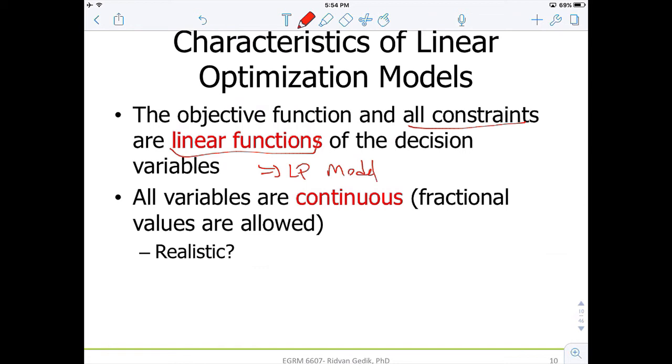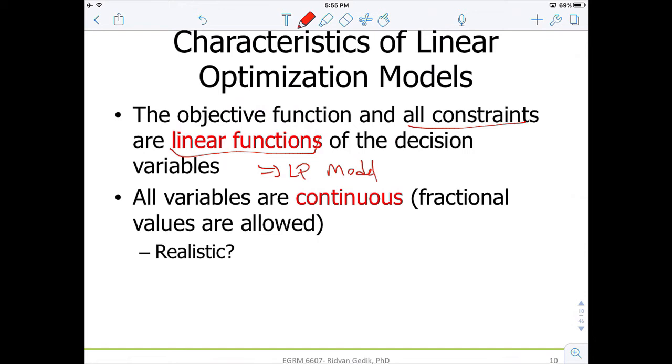Okay, so in order to decide whether your model is linear or not, you have to check the objective function and all the constraints that you have in that model. If they are all linear functions, then your conclusion is yes, that's a linear programming model. If not, if any of the constraints or the objective function has a nonlinear term, then that problem is definitely not a linear programming model.